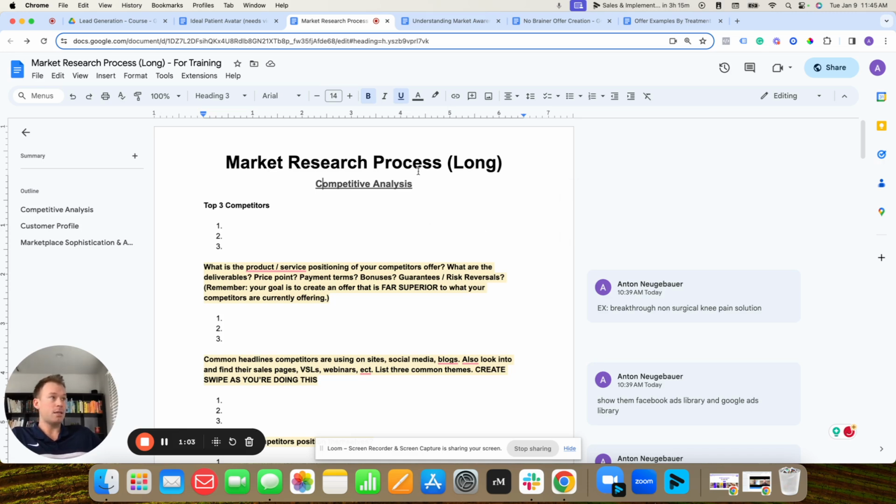So I've got 2 documents that we're going to go through here. We've got market research process and then understanding market awareness. Both of these will be linked below. So as you're going through this, top 3 competitors. A lot of docs I work with are in smaller markets, so there may not be an immediate competitor in your smaller market. But think bigger than that.